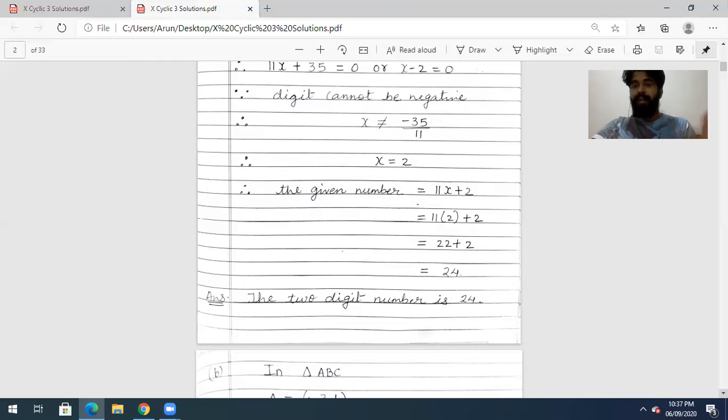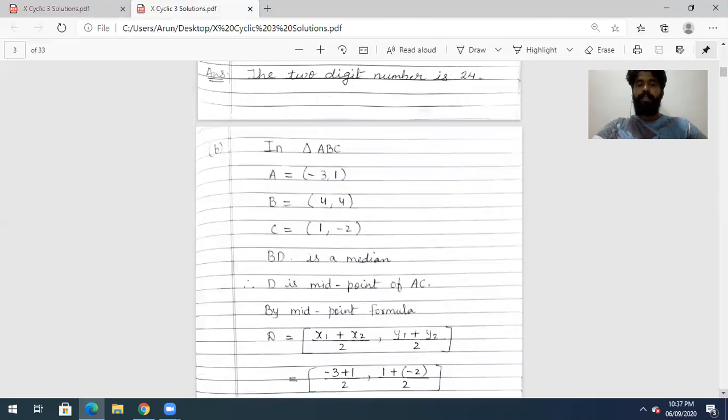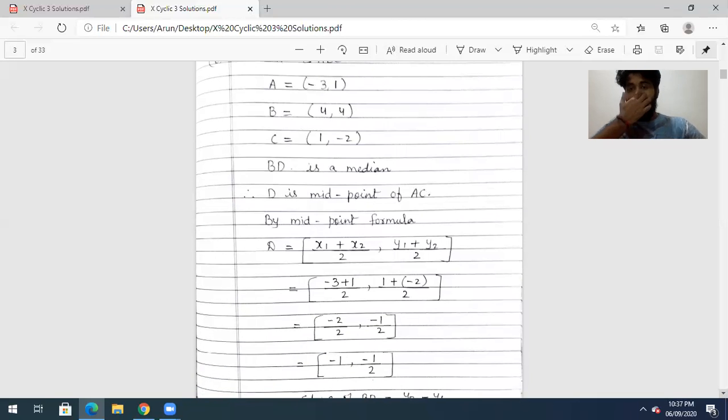So once we get the value of x, we will substitute it to get the given number. The given number was 11x plus 2. So it is 11 into 2 plus 2, which is 22 plus 2, which is 24. And since this was a word problem, you have to write the final answer statement. So the final answer statement is the 2-digit number is 24. I hope you've understood this. Moving on to the second question.